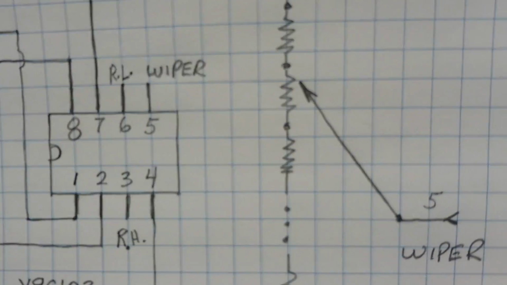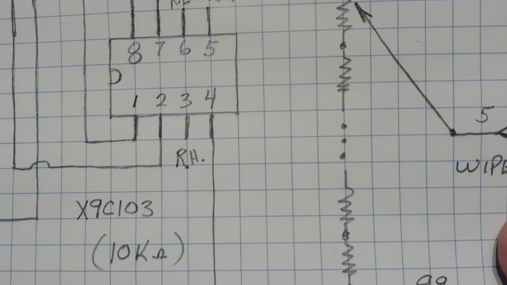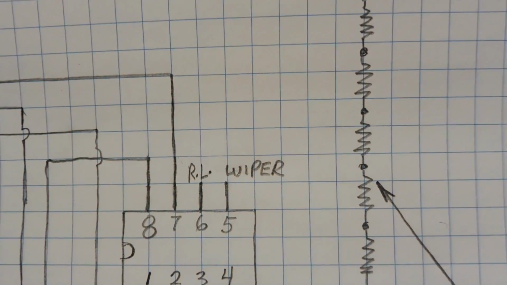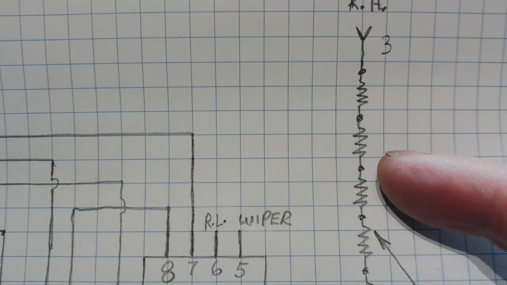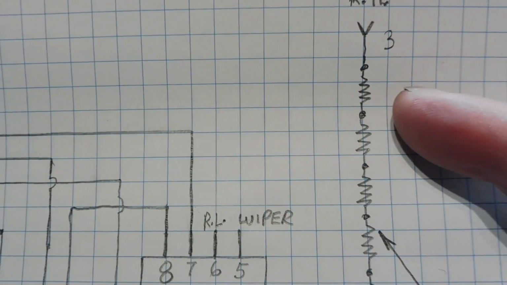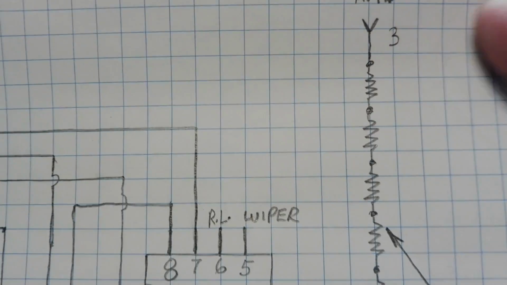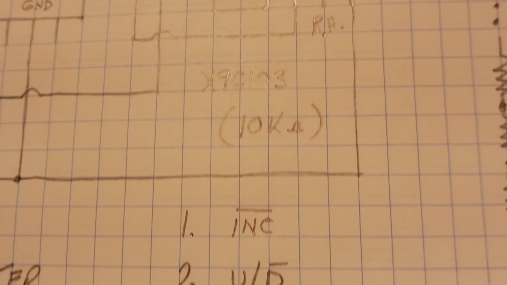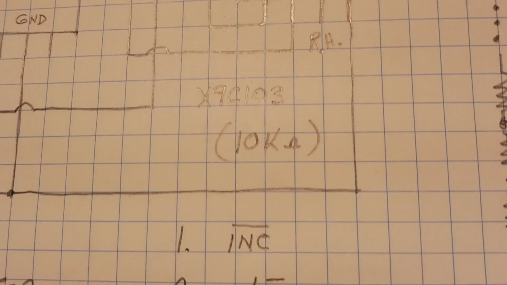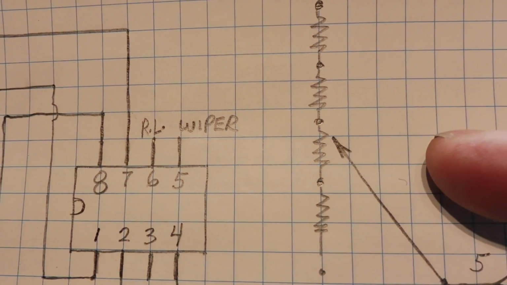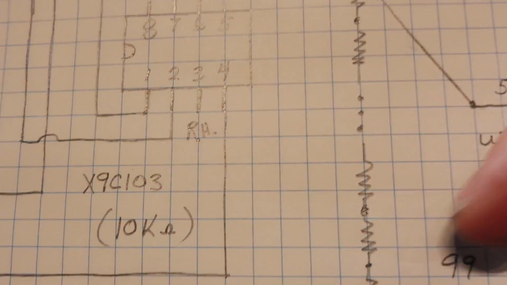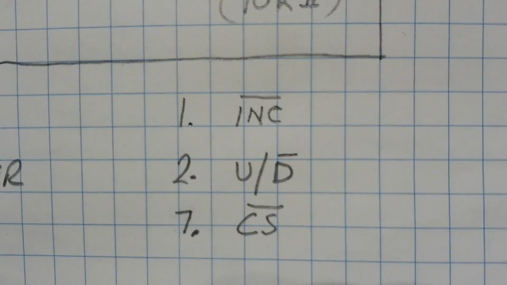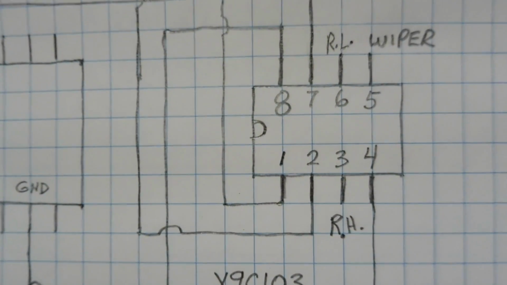Now pin 5 is the wiper, which you see there. So every time we increment pin 1, it's called increment, the wiper will move one terminal up on the resistor. So each time the clock is clocked, it will move to the next resistor terminal and the next resistor terminal. So pin 2 is the direction. So if it's set for up, each time it's clocked, the wiper will move up. And if it's set for down, each time the pin 1 is clocked, the wiper will move down. And pin 7 is your chip select, which enables a chip to function. So that's basically the schematic there.